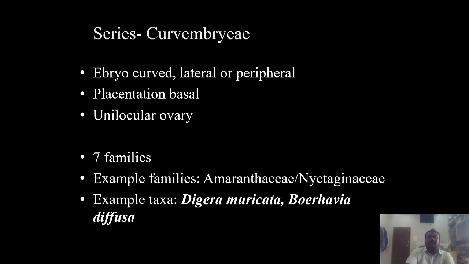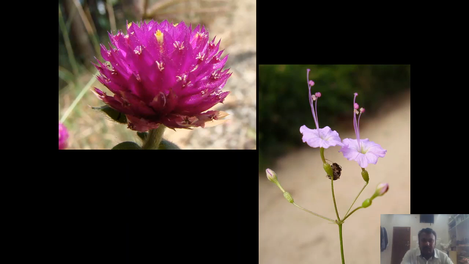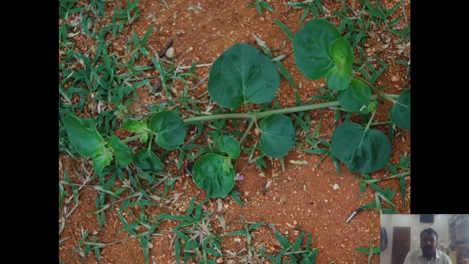Amaranthaceae and Nyctaginaceae are the examples. Digera muricata and then Boerhavia diffusa are the examples. This is another example for this. Gomphrena globosa is this one, and then Commicarpus chinensis. Boerhavia diffusa.